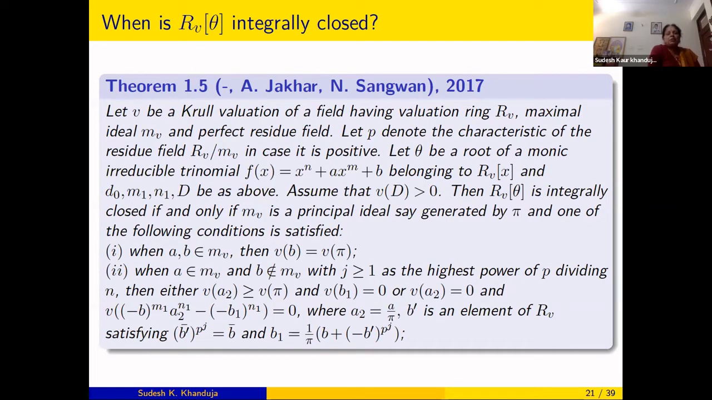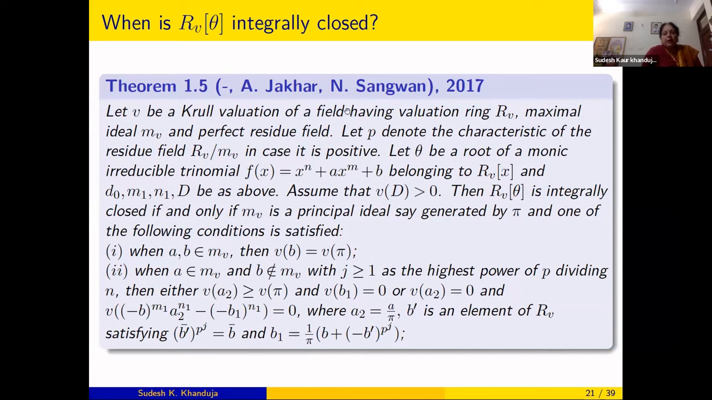Let theta be a root of an irreducible trinomial f(x) equal to x to the power n plus a x to the power m plus b belonging to RV[x], and let m1, n1 and d0 be as before, and capital D the discriminant of f(x), and d0 the GCD of m and n, where m1 was m upon d0 and n1 was n upon d0. Assume that the valuation of D is positive, because if the valuation of D is 0 we have nothing to do. Then all the factors, when we factor it modulo MV, will be simple, and every ei will be 1, and RV[theta] will be automatically integrally closed by the generalized Dedekind criterion.